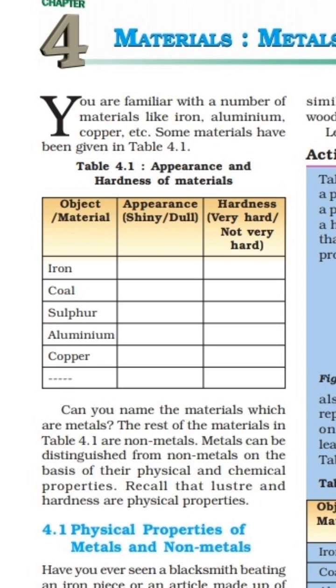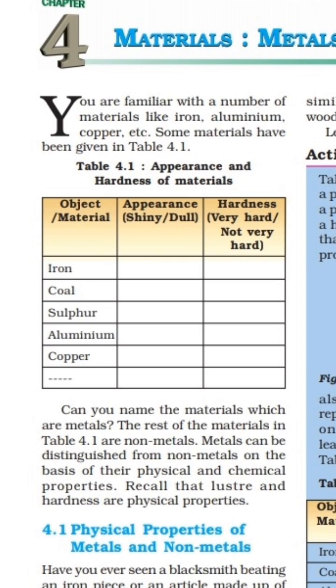Now, can you name the materials which are metals? From this table, the materials which show a shiny appearance and are very hard in nature, we can call metals. The rest of the materials in table 4.1 are non-metals. Which are the metals mentioned in table 4.1? Iron, aluminium and copper, and the non-metals are coal and sulfur.